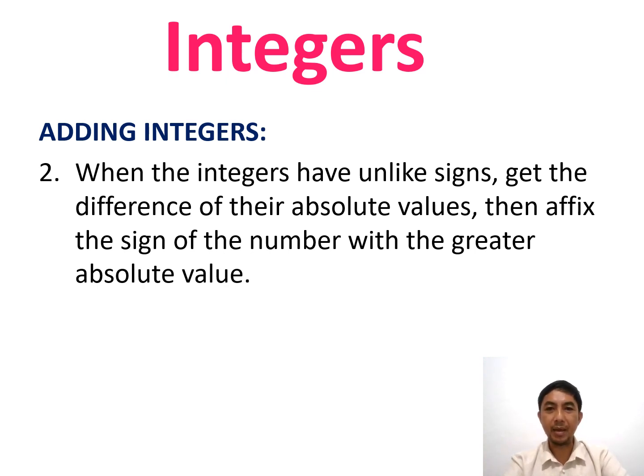Okay, how about if we are going to add integers with different signs? When the integers have unlike or different signs, get the difference of their absolute values, then affix the sign of the number with a greater absolute value.